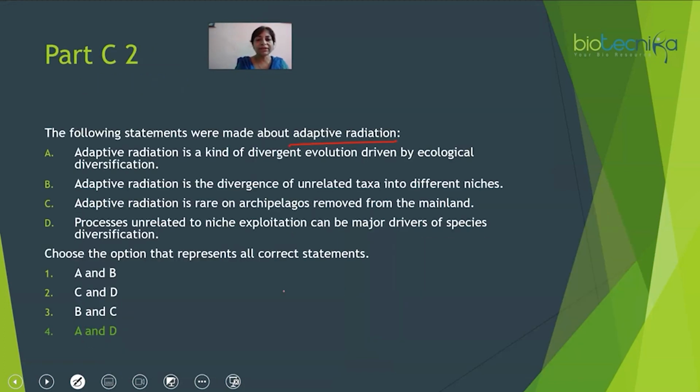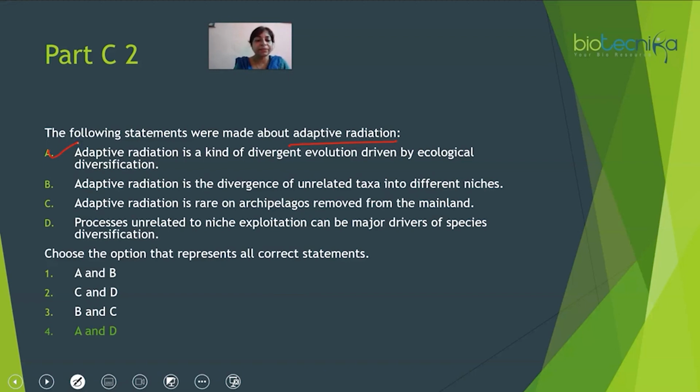Okay, so what are the statements given here? Statement A: adaptive radiation is a kind of divergent evolution driven by ecological diversification. Absolutely correct. It's a divergent evolution where a common ancestral species divides into multiple descendant species or evolves into multiple descendant species. So for sure it's a divergent evolution.